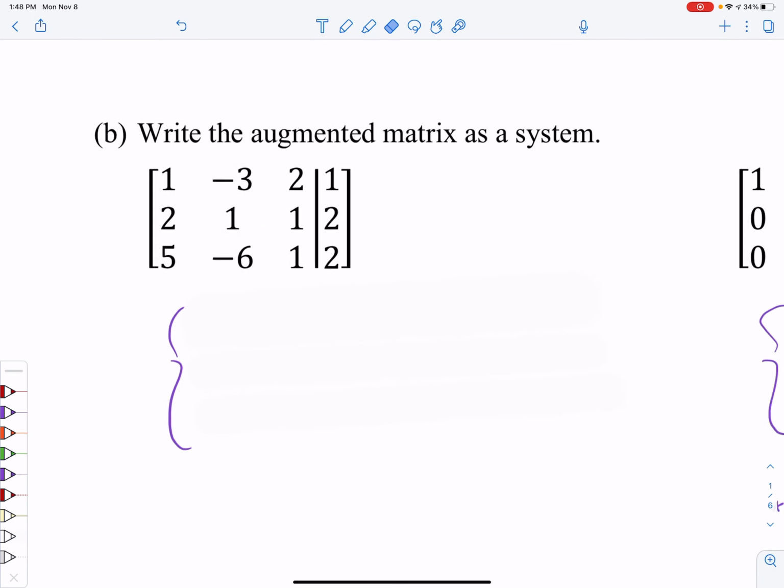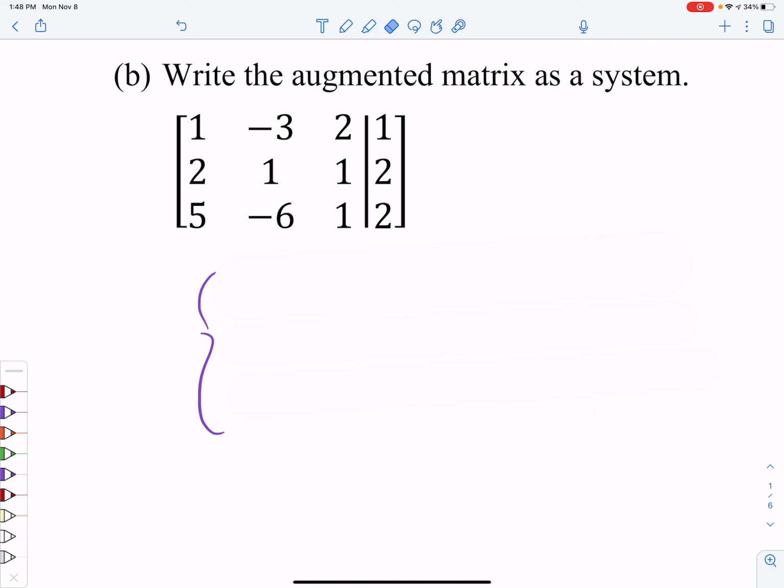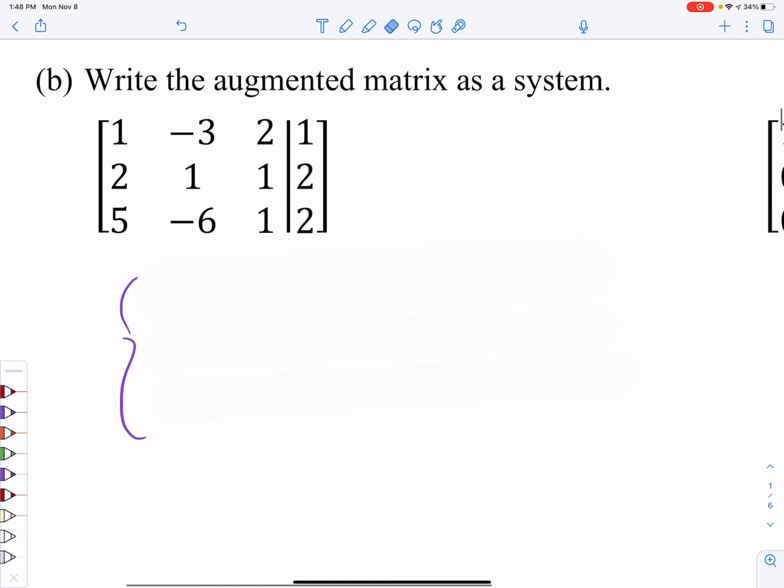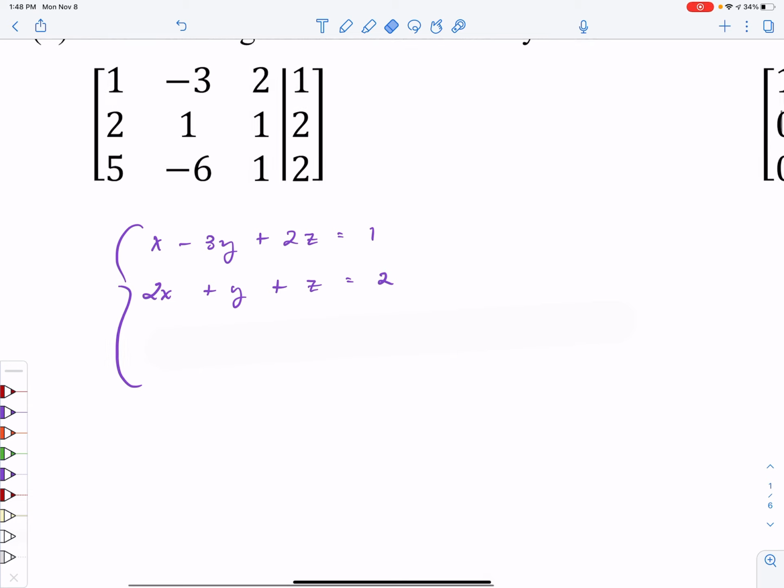So this time I'm given an augmented matrix. Let's go backwards and write it as a system of equations. So remember that my first column is X's, second column Y's, third column Z's, and the last column is going to be my constants. So writing an equation then, X minus 3Y plus 2Z is equal to 1. My second equation, 2X plus Y plus Z is equal to 2. And then my third equation, 5x minus 6y plus z is equal to 2.